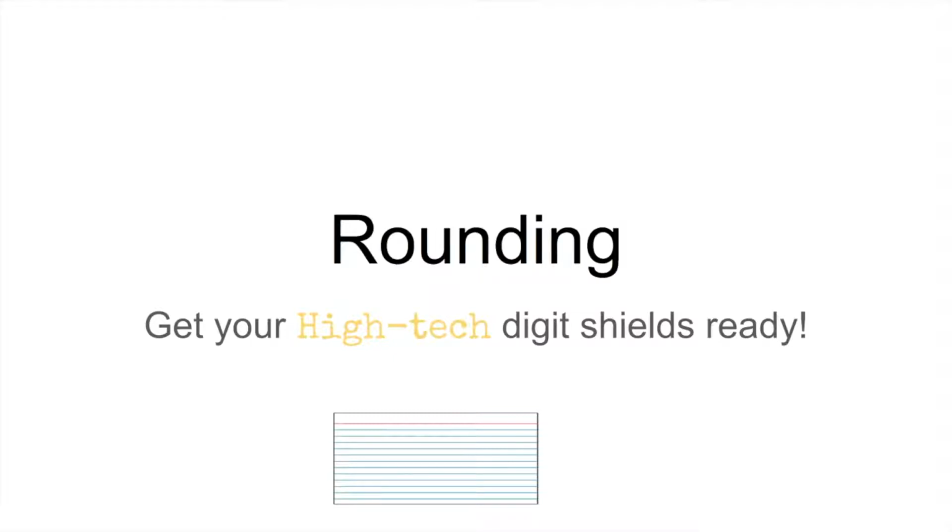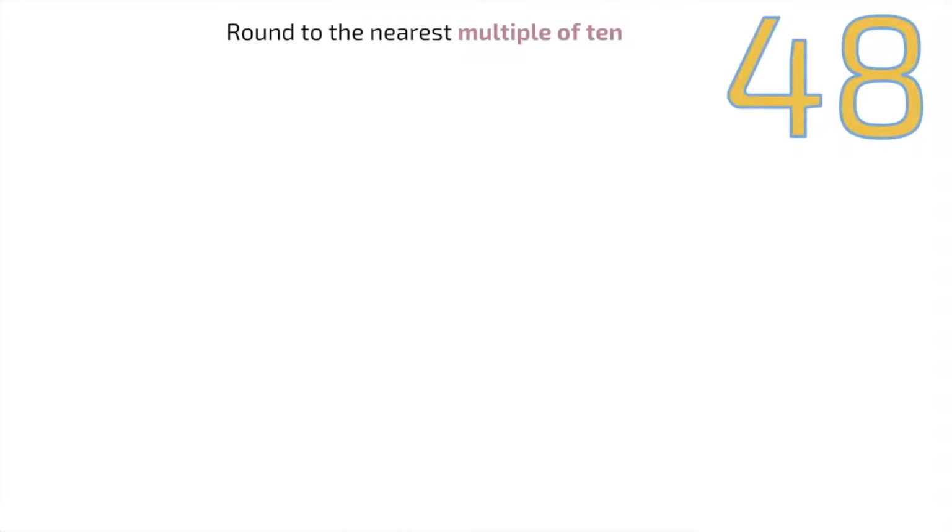We're going to be rounding, so get your high-tech digital shields ready. Those are index cards. We're going to round to the nearest multiple of 10. I'm going to underline everything up to the tens place, and in this case, that's the whole number. And so I'm looking at the number 48. We're rounding to the nearest multiple of 10.